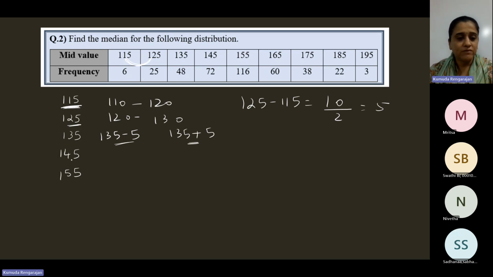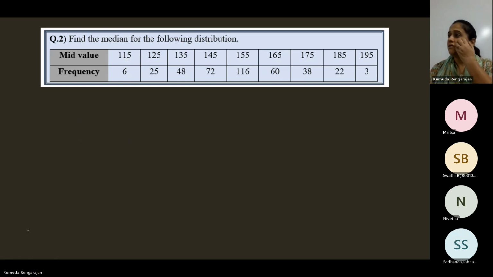The next one will be 145. To this 145, you subtract 5, 140, that's the lower limit, and to the same number 145, add 5, 150. So 140 to 150 is the class interval. Like this, generate the class intervals and then find the median using the same method as we just did. I will only generate the class intervals for you.